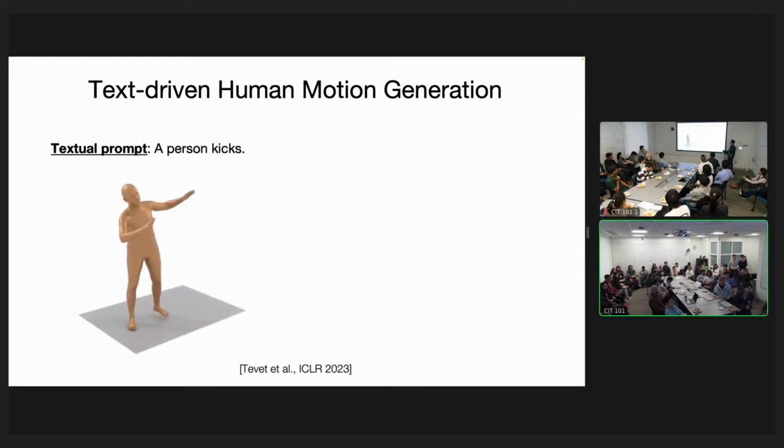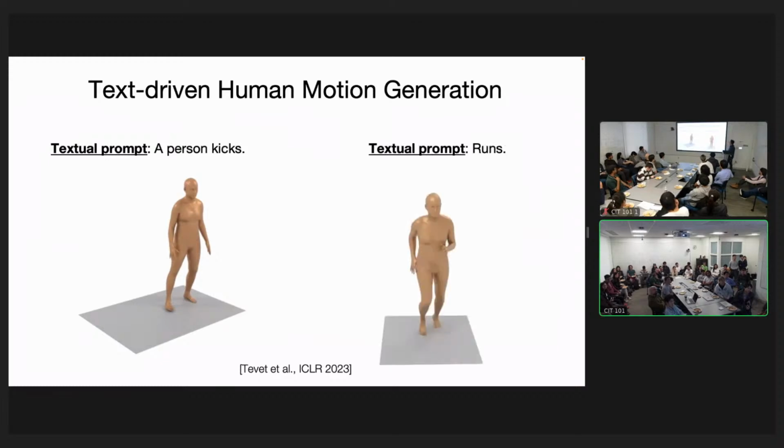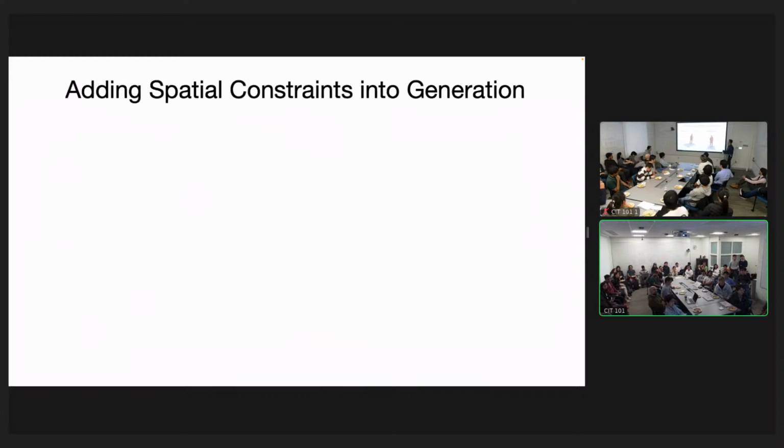Right? And it turns out this works reasonably well for human motion generation. Like here, the textual prompt is "a person kicks." Right? Here, the prompt is "runs," simply a category label. We can see the results are reasonably good, but the problem is they may not be enough if we use this model to generate human motion in practice.